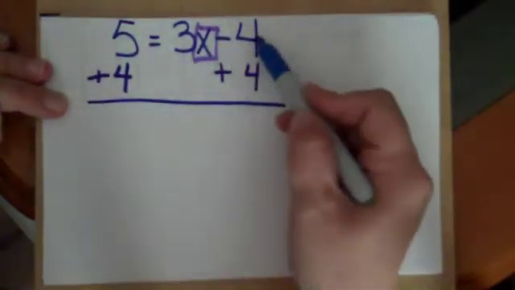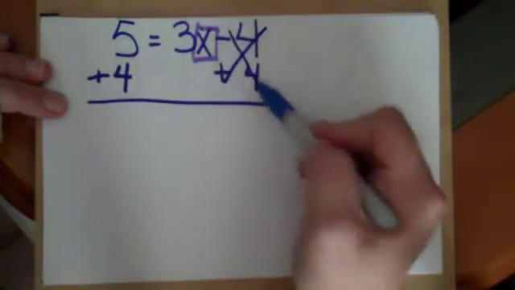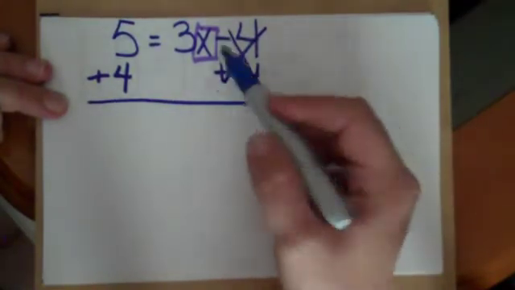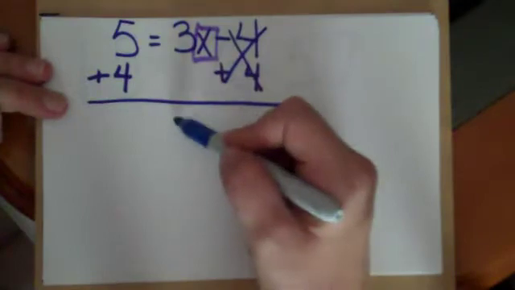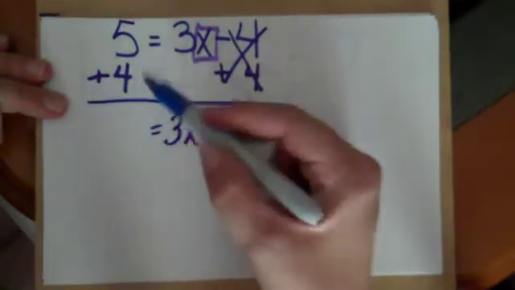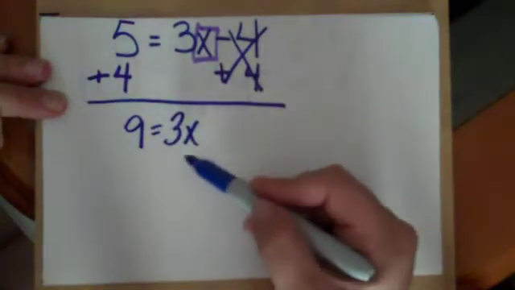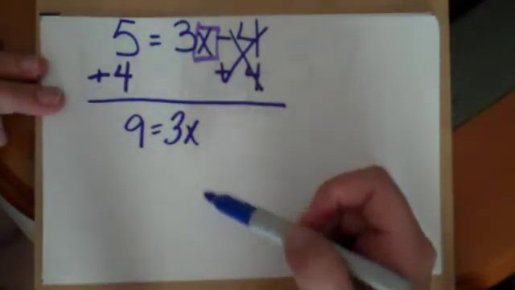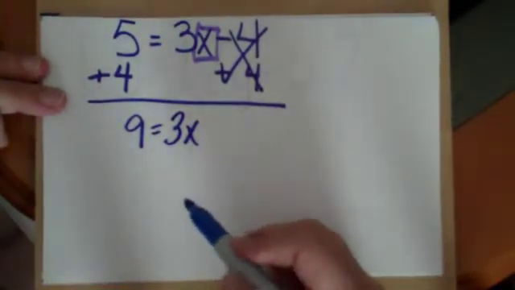Now, negative 4, positive 4, that makes a 0 pair, so they cancel out. What's left on this side? 3x. What do we have over here? 5 plus 4 is 9. Okay, we're still solving for X. We still have to get him by himself.